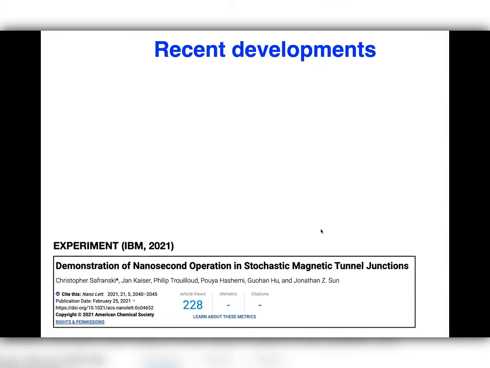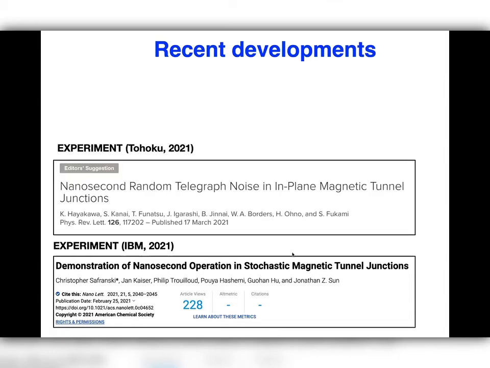However, until recently, this was only a theoretical prediction. But Chris Safransky and Jonathan Sun, earlier this year, have shown that these nanosecond fluctuations in stochastic magnetic tunnel junctions are real. And very closely following that, or around the same time, in Physical Review, Professor Fukami and Professor Ono have shown the same thing, that you can really get these extremely fast fluctuations in nanomagnets.